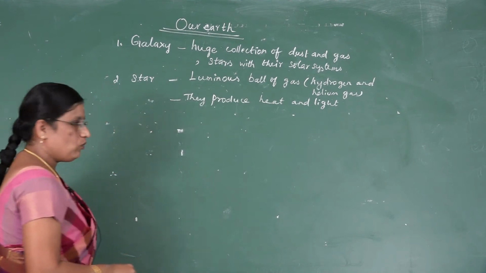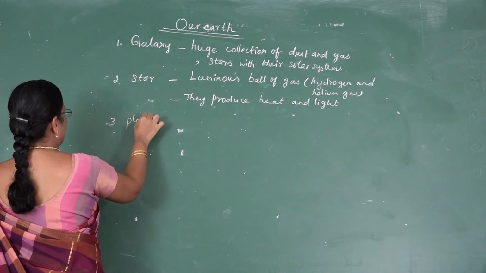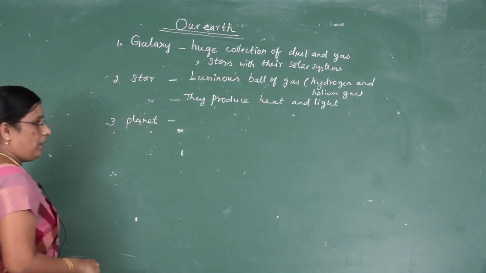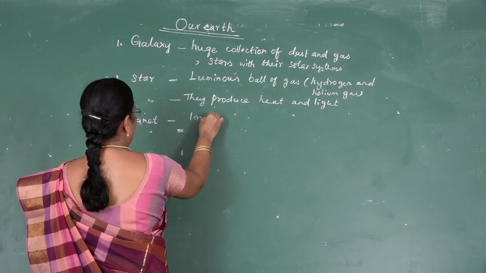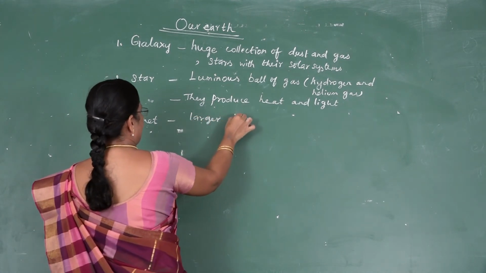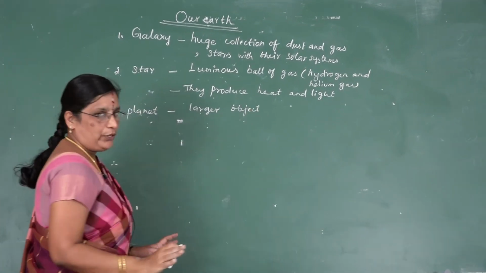The next one is what is called a planet. A planet is a larger object. They do not produce any light.